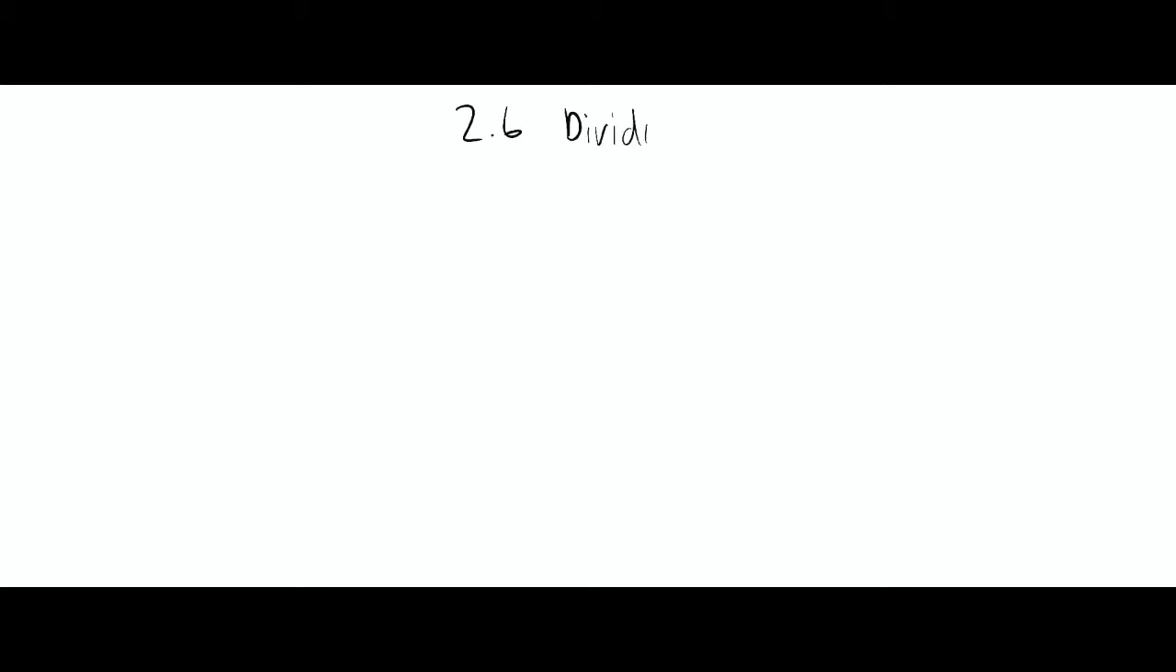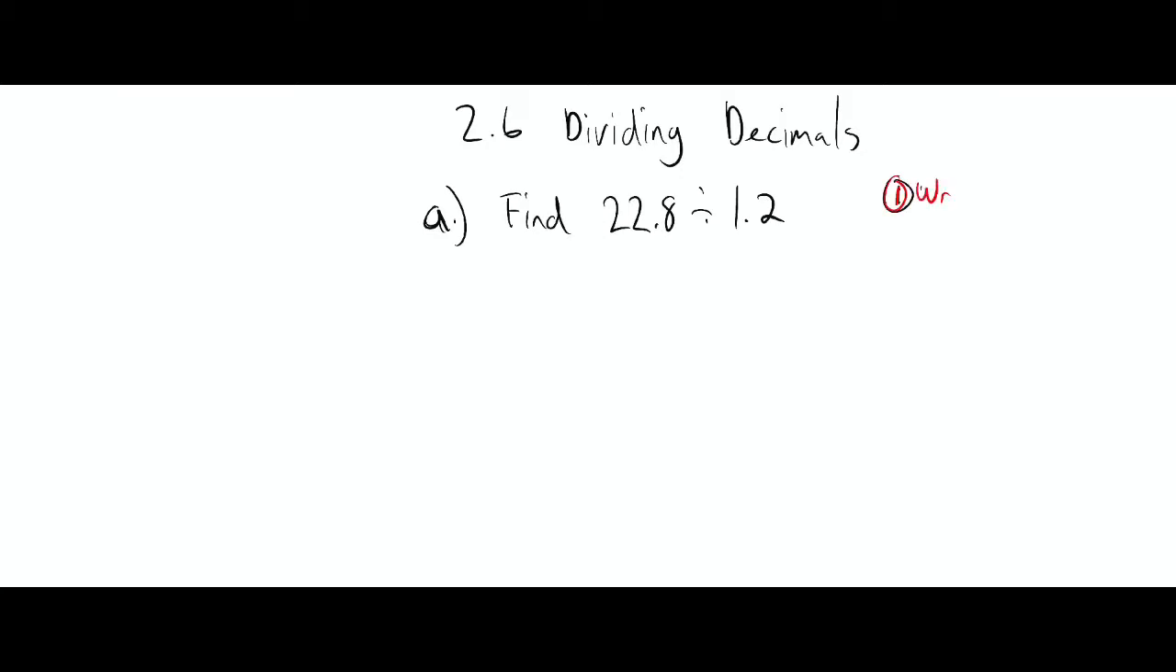Now, finally, we are to dividing decimals. So here we go again. Here's the example problem. We have 22.8 divided by 1.2. So first, we have to write the problem as a long division problem. So putting it in the divisor and the dividend.